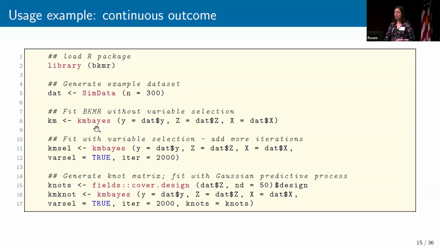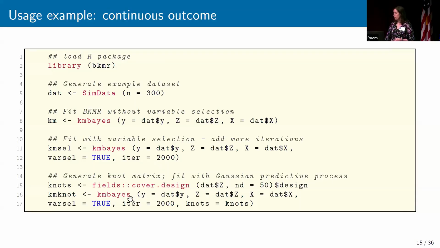And then the workhorse here is this kmbayes function, kernel machine Bayes. This line is illustrating how you'd fit the model without variable selection. You would just tell it your outcome vector, your exposure matrix, and your covariate matrix. And to fit it with variable selection, you just say varsel equals true. The default number of iterations is fairly small, so you would likely want to have a higher number of iterations, and I'll talk a little bit about that in the practical considerations piece.